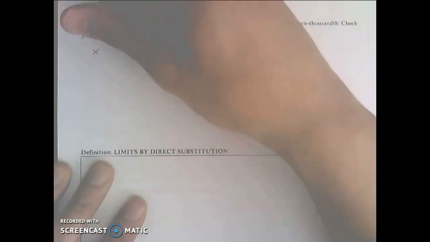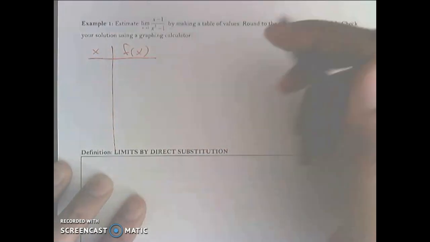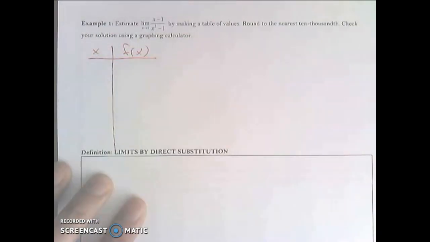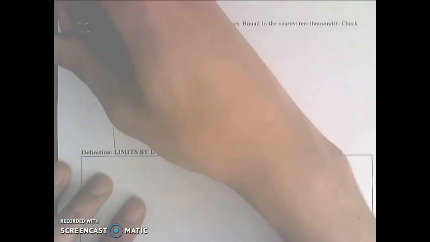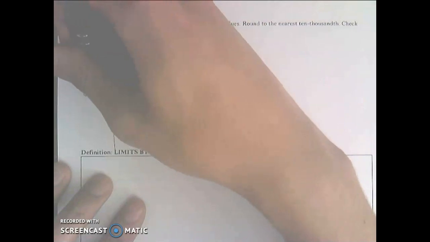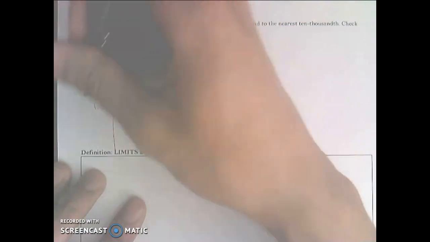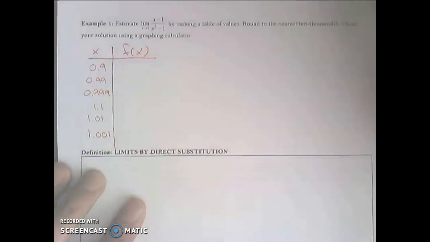So let's go ahead and make that table of values, x and f of x. And I want to know the limit as x approaches 1. So I want to choose values that are really close to 1. So I'll start off with 0.9. We'll go to 0.99. We'll go to 0.999. We're getting closer and closer to 1. We'll do the same from the other side. So we'll go 1.1, 1.01, and 1.001. So we'll get closer and closer to 1 from the other side.